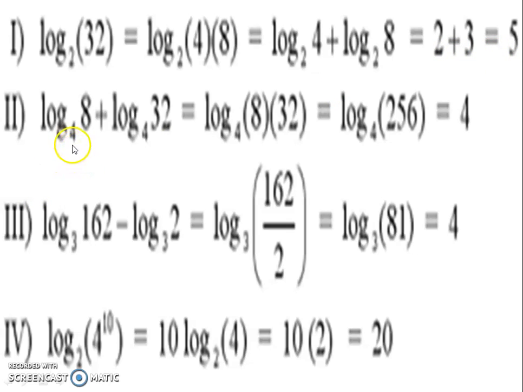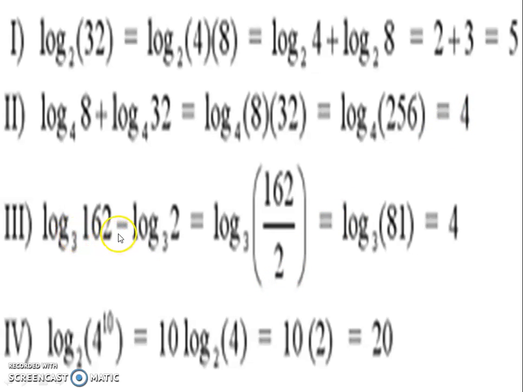Next one: log 8 to the base 4 plus log 32 to the base 4. Here log m plus log n to the base a is equal to log mn to the base a. That means 8 and 32 are multiplied and the base 4 stays. So we get 256. Can you guess 256 is which power of 4? It is 4 raised to 4, so log 4 to the base 4 is 1, and we derive the final answer 4.